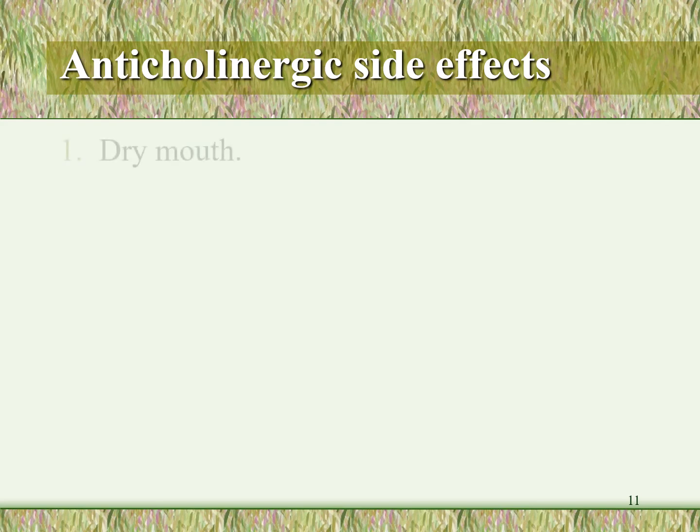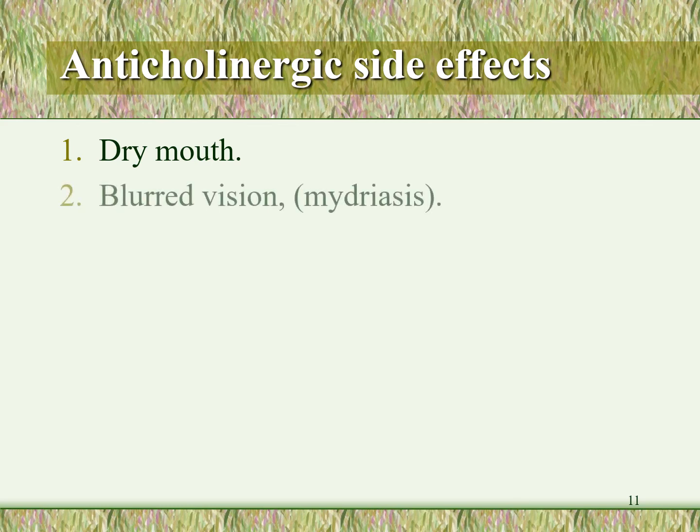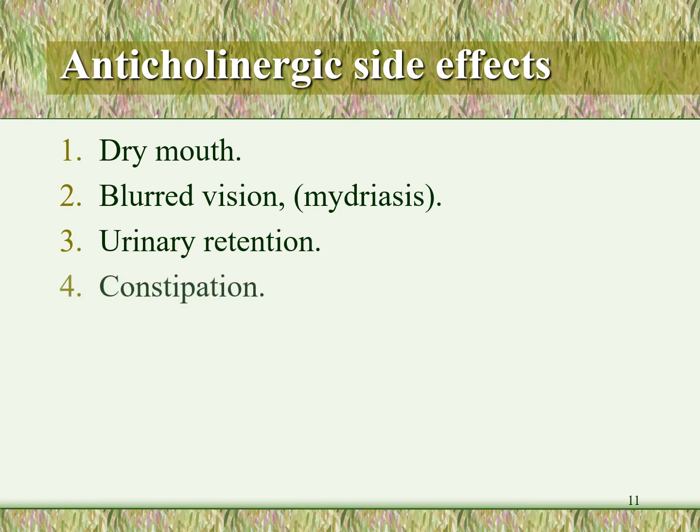Anticholinergic side effects: the first one is dry mouth, then blurred vision due to the mydriasis and due to the impairment of accommodation for near vision. Also, urinary retention and constipation due to the relaxation of the detrusor muscle of the bladder and relaxation of the GIT smooth muscles. Tachycardia can also occur as a side effect due to the inhibition of M2 receptor on the heart.